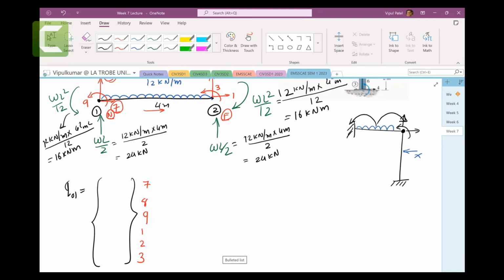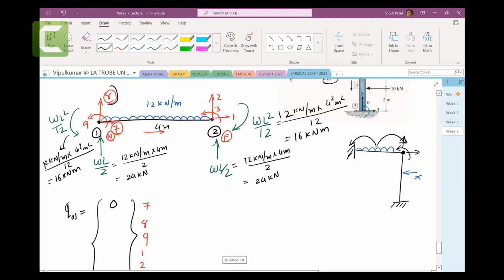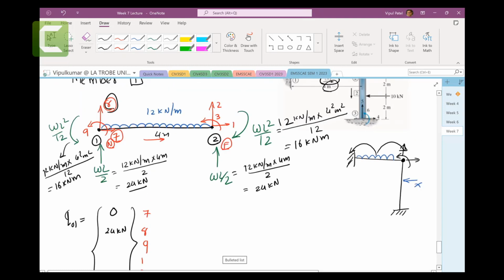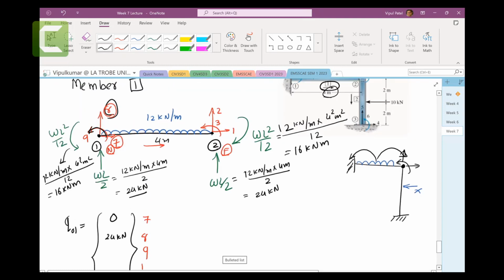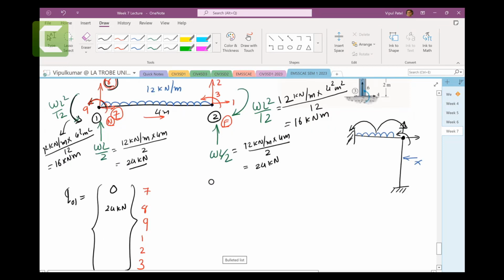So what is the force in the 7? That is 0. There is no force in the 7. What is the force in the 8? 8 is 24, so 24 kilonewtons. What is the force in number 9? There is number 9 and it's going in the same direction, anti-clockwise, and that is 16 kilonewton meters. So positive 16 kilonewton meters.